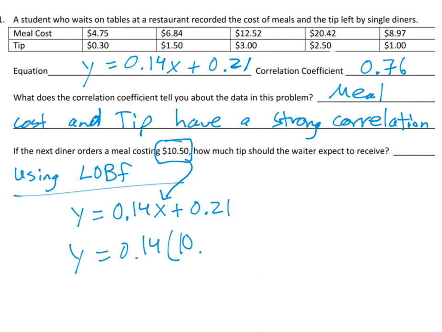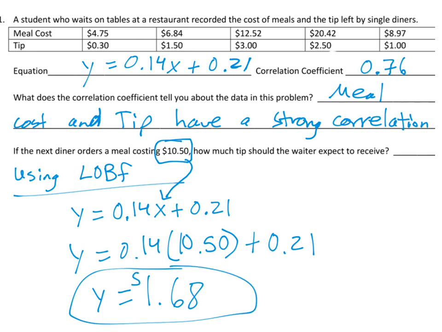So we're going to plug that in, and we're going to use the magic of mathematics to simplify this. You just put that in your calculator, or you can do it by hand, which would be a huge pain. But yeah, go ahead and take a moment to put in your calculator and get what the tip y value is going to be if x is $10.50. Pause the video, get it done. Alright, I got $1.68. So there we go. You'd expect a $1.68 tip for someone who ordered a meal of $10.50.